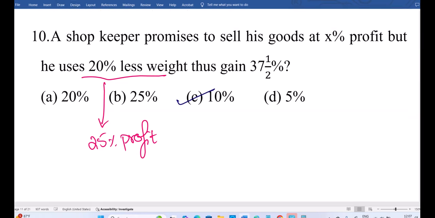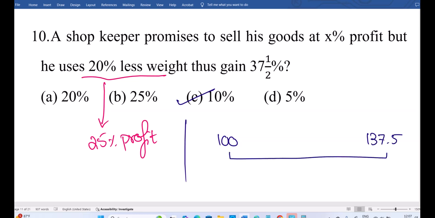See, one way is option verification, where there is a chance. The other way is without option verification, attacking directly. Sir, how to do that, sir? See, let us say you have some value 100, it becomes 137.5%, it's 137.5. You have 100, finally what is the gain? 37.5%. Okay, fine. Now here 25% profit.